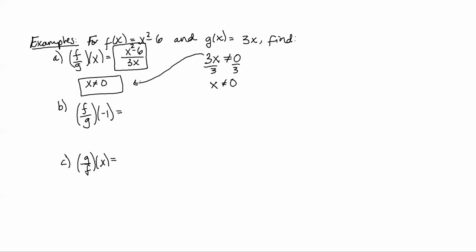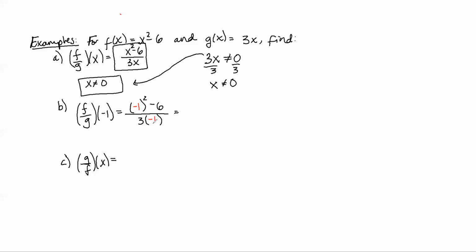Okay, now let's go ahead and try to find f over g of -1. So f over g of -1, we're going to plug this -1 into our f over g of x up here. So we're going to have x squared, so we'll have -1 squared minus 6 all over 3 times -1.